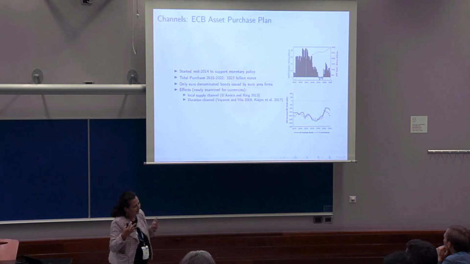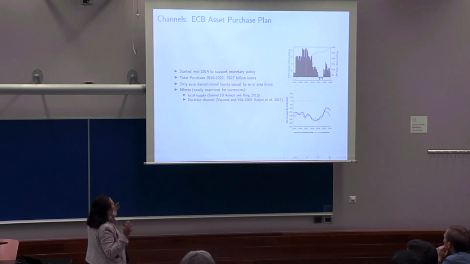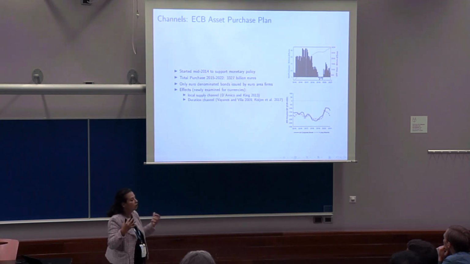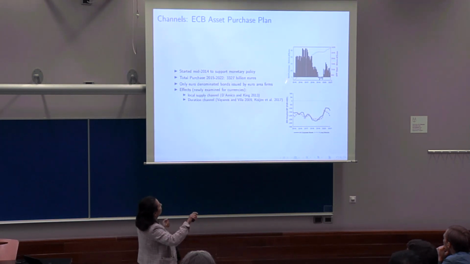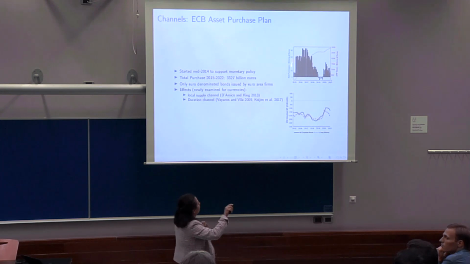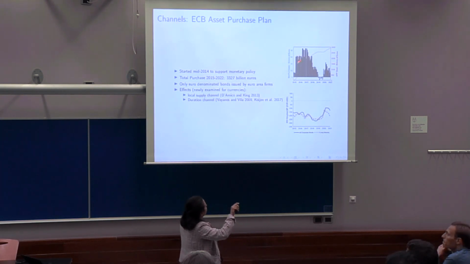And again, I feel like I'm preaching to the choir. So what we know is that there was this purchase plan that purchased a large amount of euro area denominated bonds. So here we have the entire plan. We see, every period it goes up. This is going to be flows.